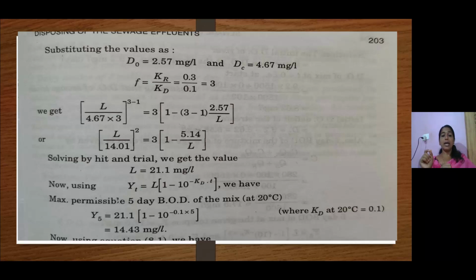Yt is equal to L into 1 minus 10 raised to minus Kd into t.